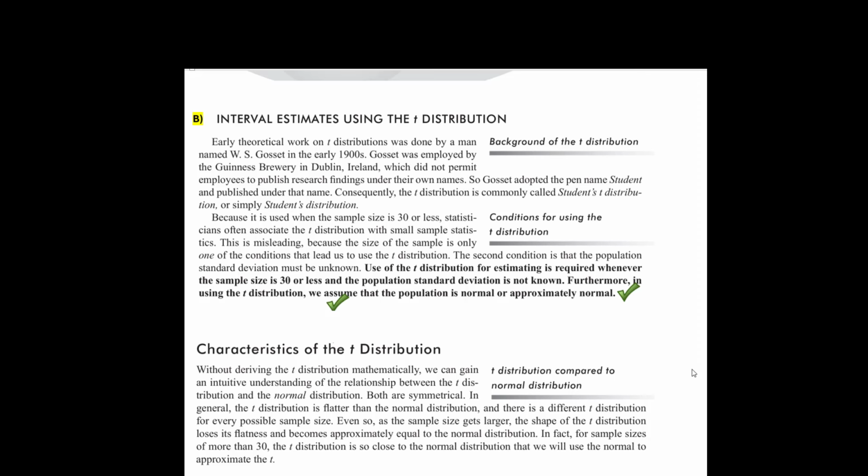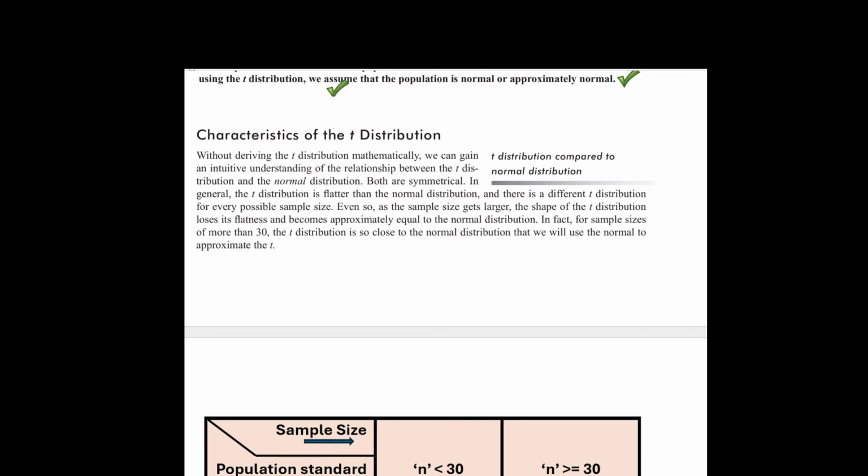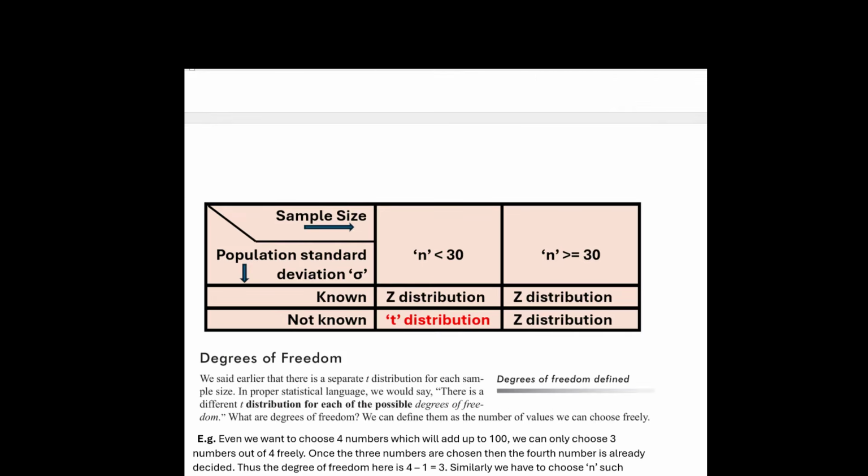Now, when to use the t-distribution and when to use the z distribution. If you can just remember this: whenever the sample size is less than 30 and the population standard deviation sigma is not known, then you should use the t-distribution. If the population standard deviation is available, then irrespective of sample size you should use the z distribution. This is to be remembered.